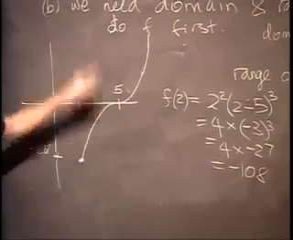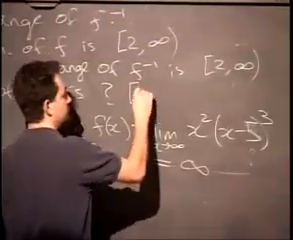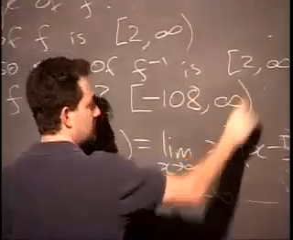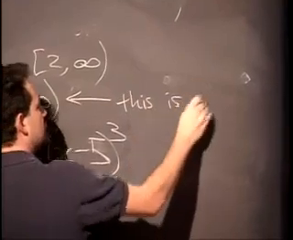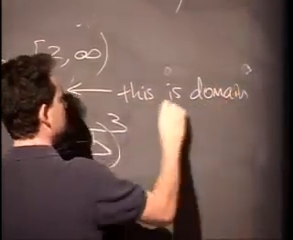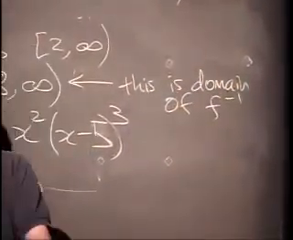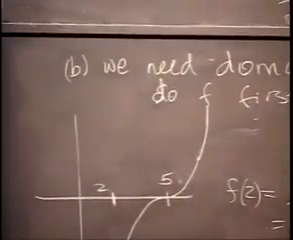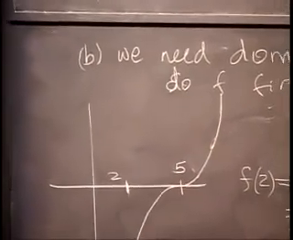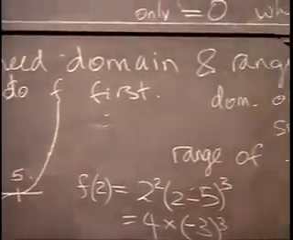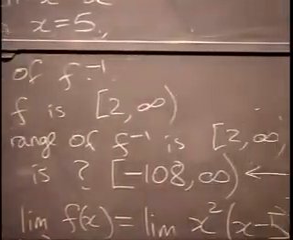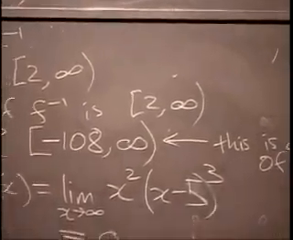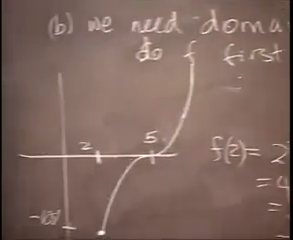Negative 108 to infinity. Let's fill it in here. So this is the domain of f inverse. And I'll erase some board while you're pondering that. So actually, the inverse function has domain minus 108 up to infinity, but the range is only from 2 to infinity, inclusive.